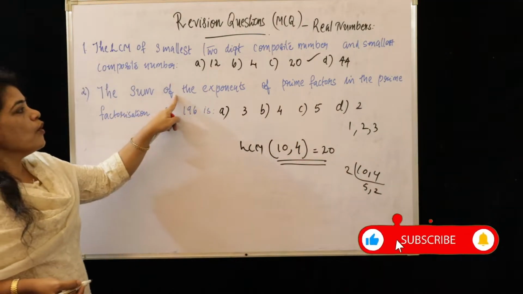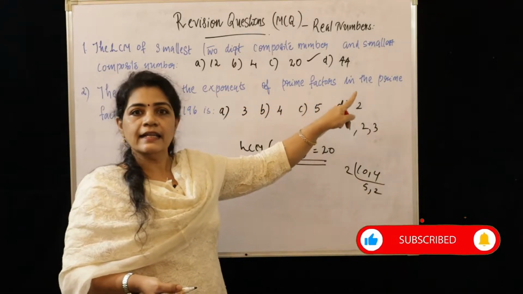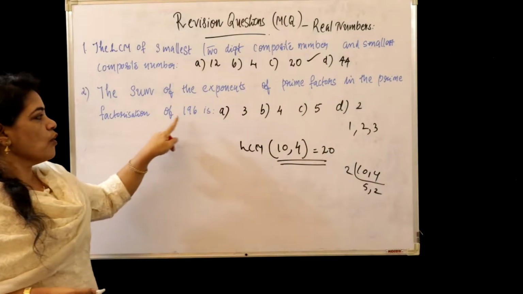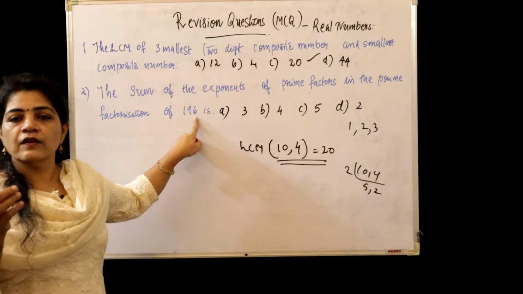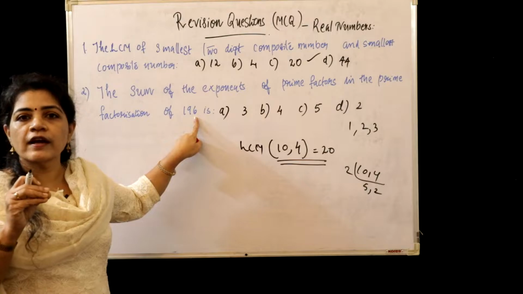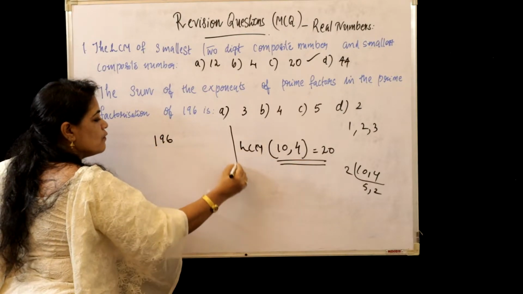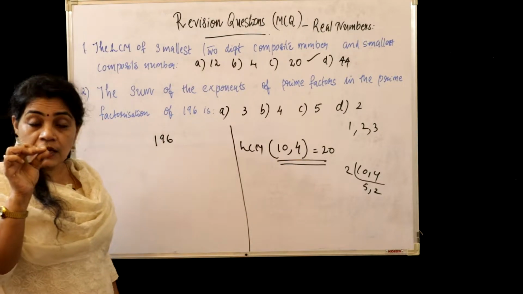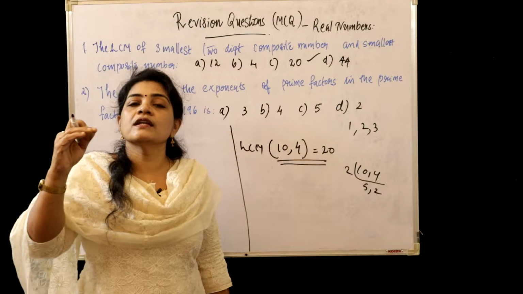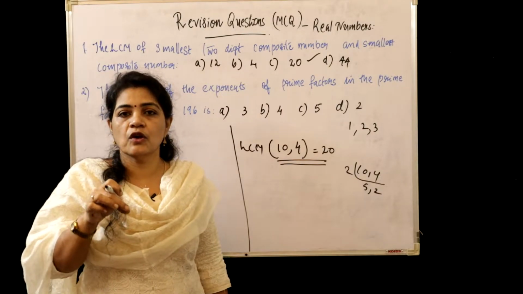The sum of the exponents of prime factors in the prime factorization of 196. That means we have to find the prime factorization of 196, and find the sum of the exponents of the prime numbers occurring in the prime factorization of 196.